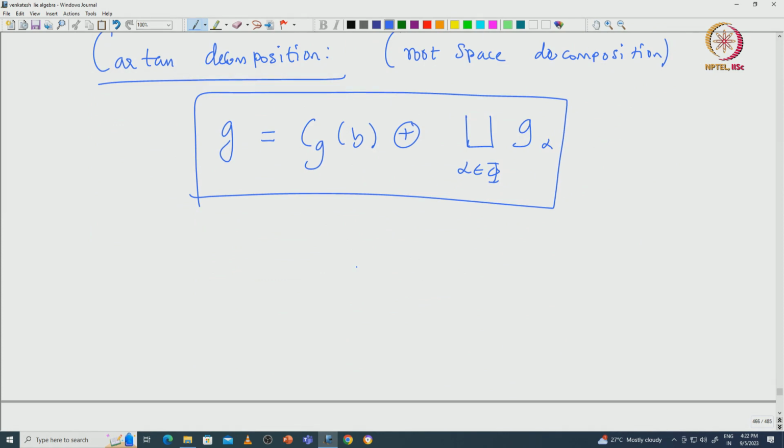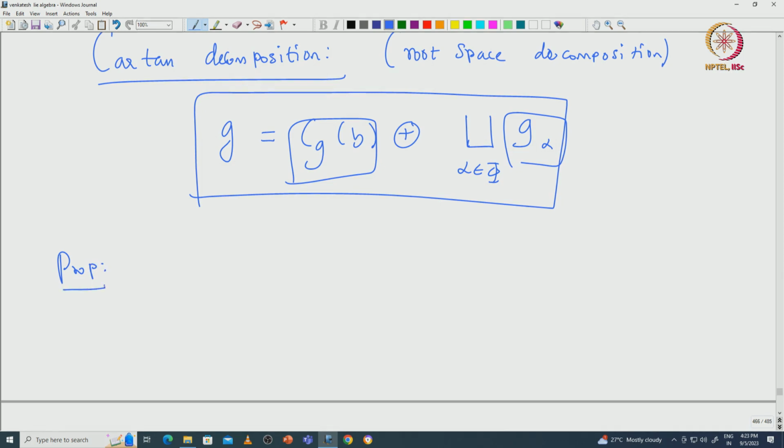To understand the structure of G, we need to understand what happens to the centralizer as well as the root spaces G alpha. That is what we would like to do now. Before that, let us make some elementary observations and then we will proceed with that. Here is the first proposition.